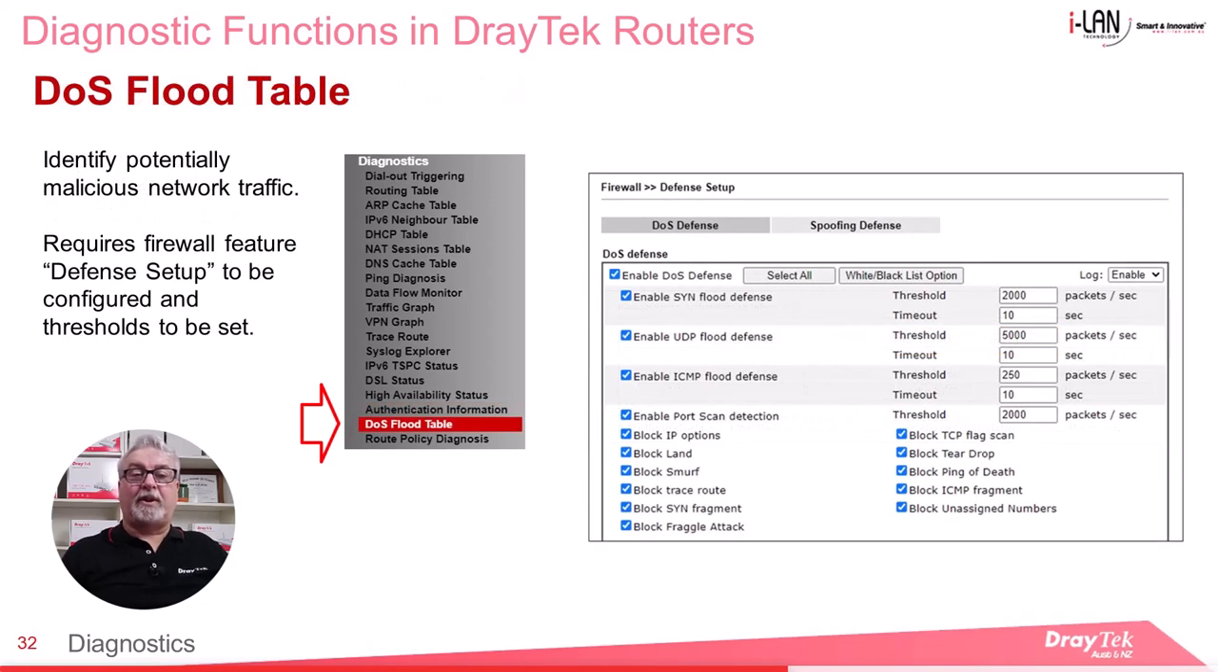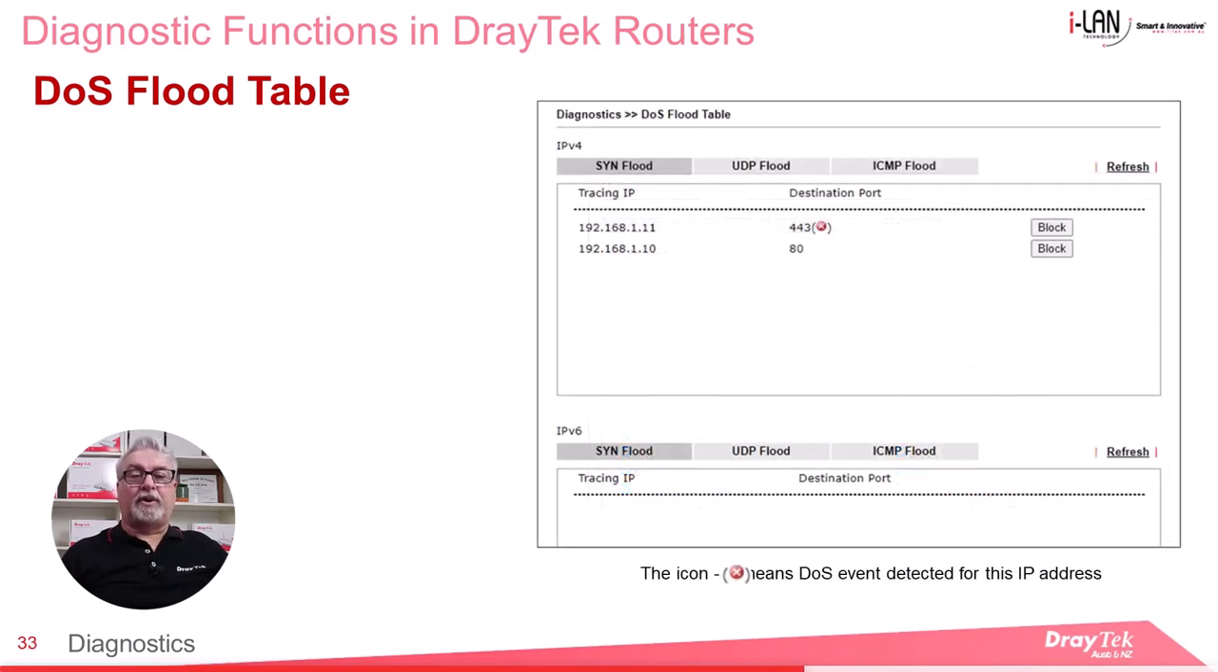The DOS Flood Table is a handy feature to readily identify potentially malicious network traffic. For this to work, it needs the firewall feature Defense Setup to be configured and the threshold set, which you can see in the screenshot on the right. Once it's set up, any DOS attacks detected will be reported in the DOS Flood Table, which looks like this.